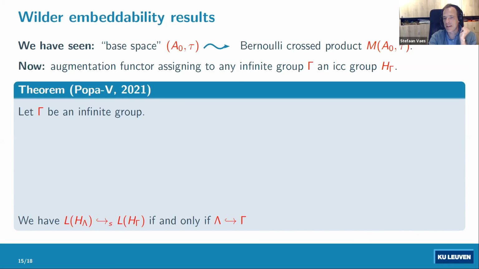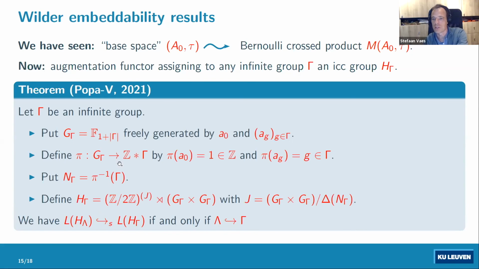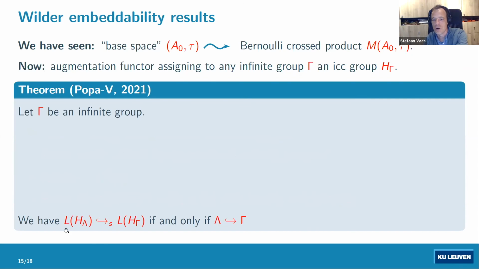I think that, yeah, there is some space, and the space here on the slide is to show you that it's extremely concrete, the functor. But still, I won't bother you with it. I mean, the slides are recorded, so you can pause it if you wish. It's an extremely concrete construction of this group H lambda in terms of lambda, and you prove that there exists an embedding of L of H lambda into L of H gamma, even only if lambda embeds as a subgroup of gamma.